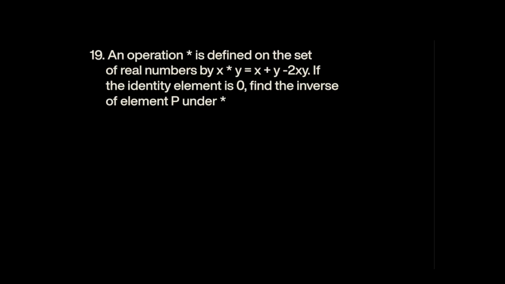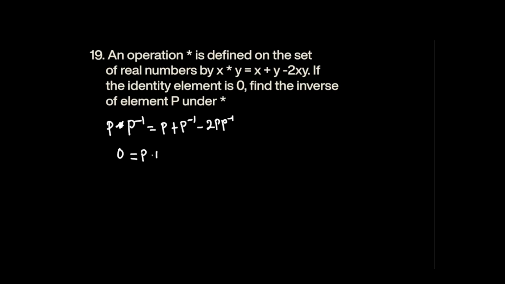So that tells you that we are going to replace x with p, and we replace y with p inverse, and that will give us p plus p inverse minus 2p p inverse. Are you getting this now? This will give us the identity, which is what? 0. Let's take this p to the other side.